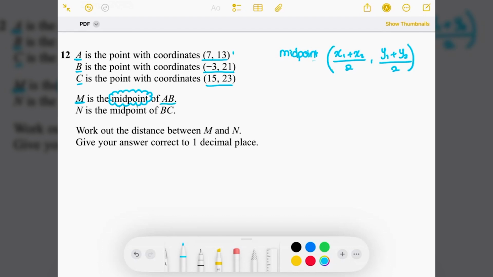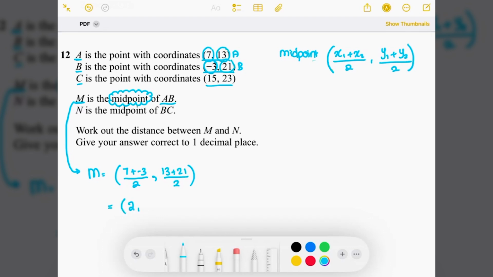So M is the midpoint of AB. This is my A. This is my B. So M equals my x's, which is 7 plus negative 3 over 2, and my y's, which is 3 and 21, so 3 plus 21 over 2. So that gives me 2 and 12. So we've got our M.